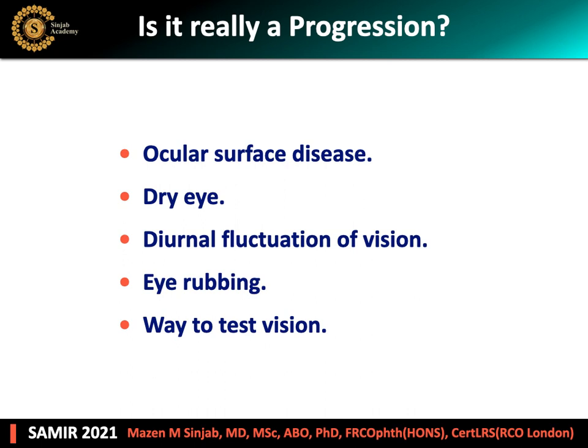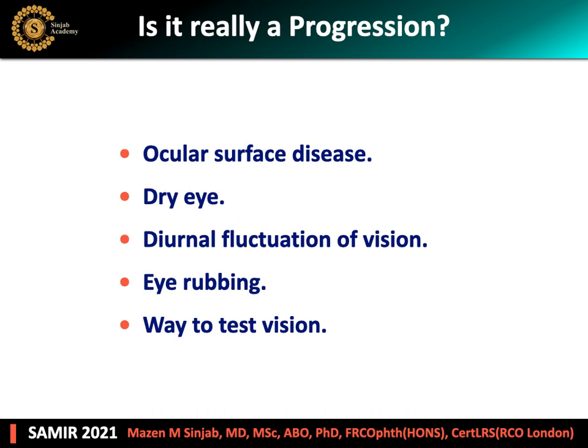Actually, we know the impact of the ocular surface disease and dry eye disease on the accuracy of measurements in the cornea itself and visual acuity, not only in normal people, but as well in keratoconic people. And we have to know that there is a diurnal fluctuation of vision, especially in ectatic corneal population. And we have to know that there is an effect of eye rubbing on the accuracy of measurement, apart from the impact of eye rubbing on the progression itself.